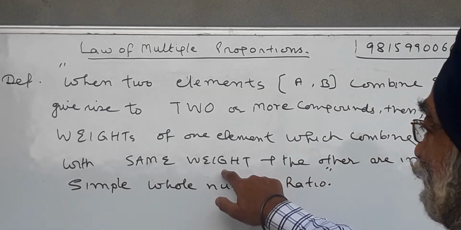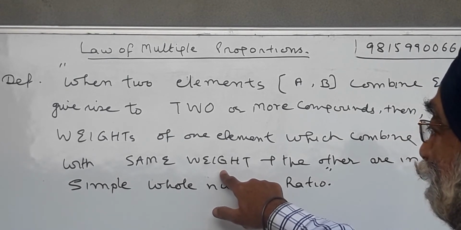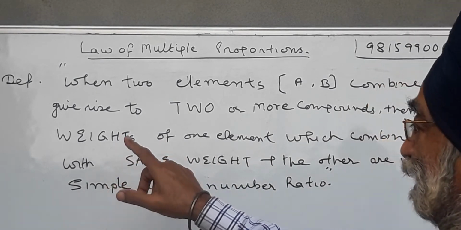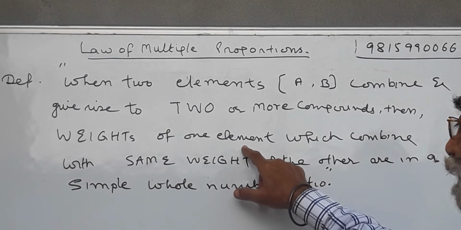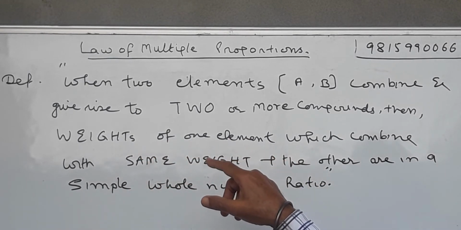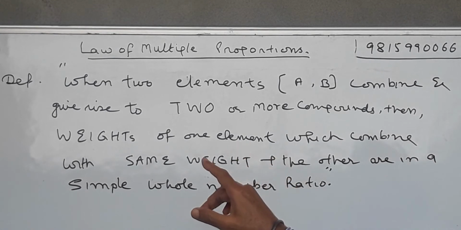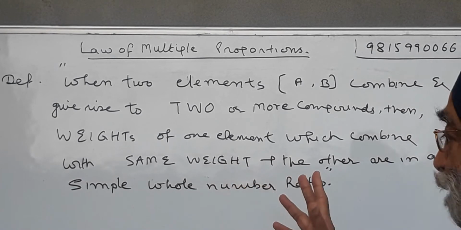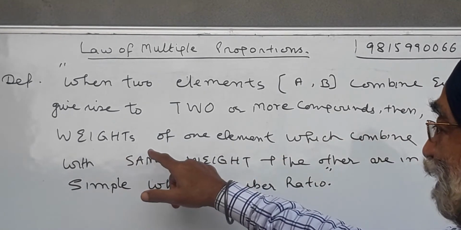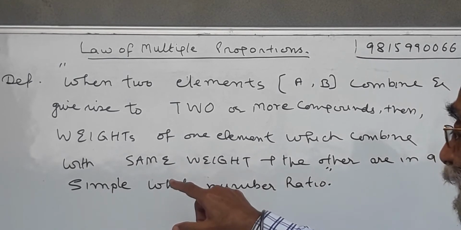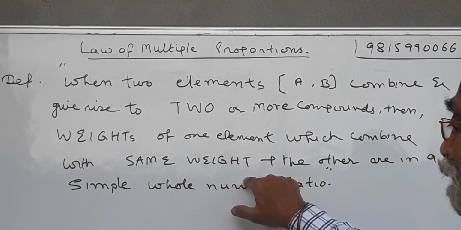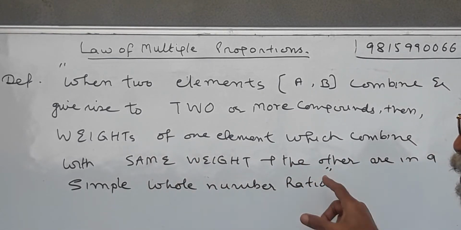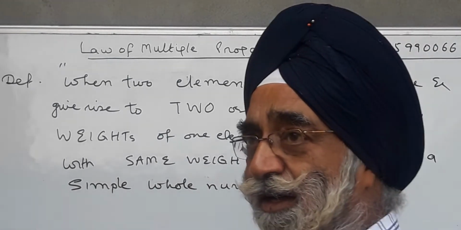Here we are using a singular fixed weight. Here we are using plural weights. Weights of one element, these weights are variable, as we found in the case of oxygen in oxides of nitrogen: 16, 32, 48, 64, 80. Weights of one element combined with the same or fixed weight of the other are in a simple whole number ratio. This is singular and this is plural. This is the law of multiple proportions.